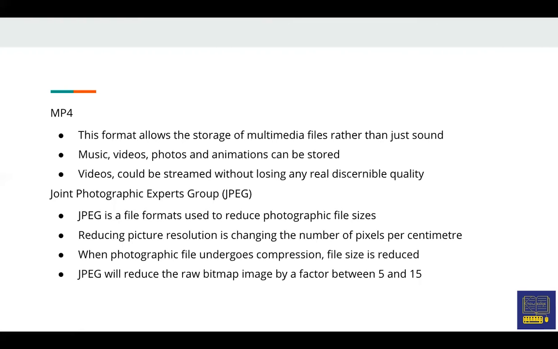Then you have JPEG. It's a file format used to essentially reduce the size of photos. What it does is it reduces the resolution of a picture. Now what this basically does is that it reduces the size of your picture by reducing the complexity in some ways, which is by reducing the number of pixels in a particular given area.